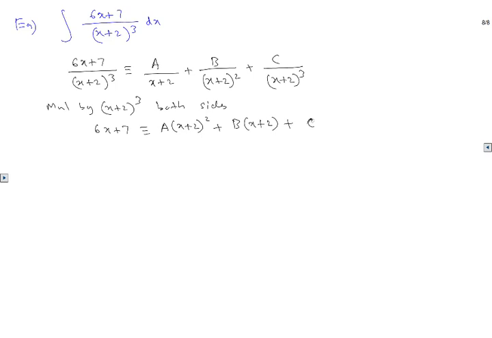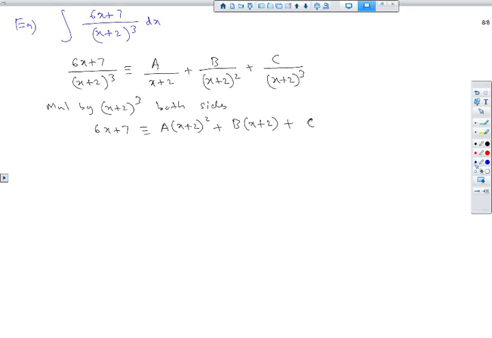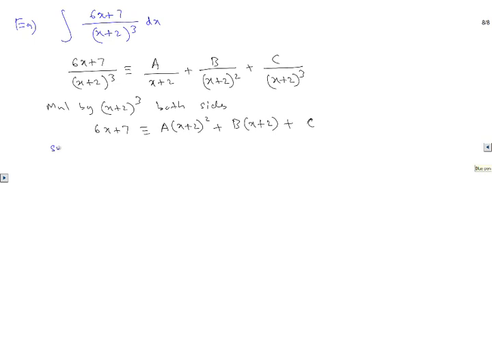So now what we can do, we can start substituting. We can substitute x equal -2. Once you substitute x equal -2, you're going to get -5 equal 0 plus c. This says that c equal -5.